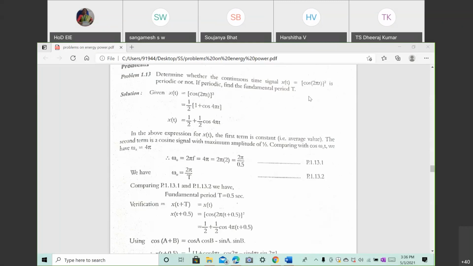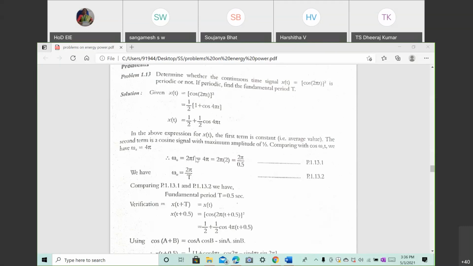In the above expression for x of t, the first term is constant, that is 1 by 2. 1 by 2 is constant, that is the average value. The second term is a cosine signal with maximum amplitude of 1 by 2. Comparing with cos omega naught t, we have omega naught equal to 4 pi.